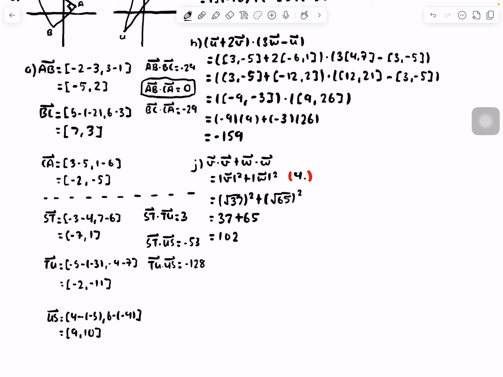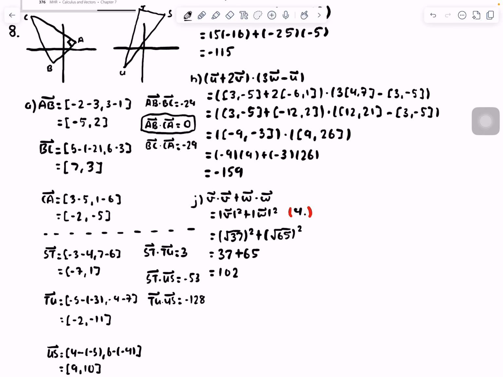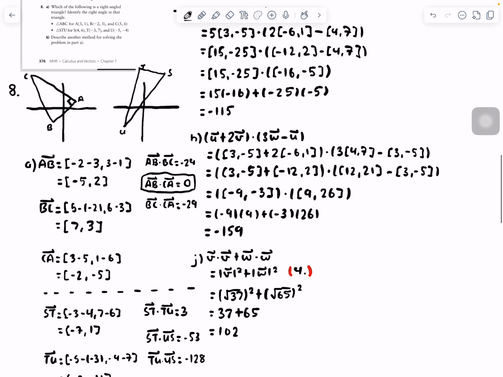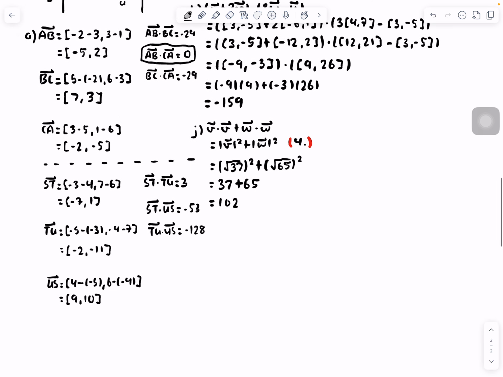Okay, so since none of these dot products actually yielded 0, that means there is no right angle present within the triangle. And if there's no right angle present within the triangle, we know the triangle cannot possibly be a right angle triangle. So triangle STU is automatically ruled out for not being a right angle triangle. But triangle ABC is. Okay, good.